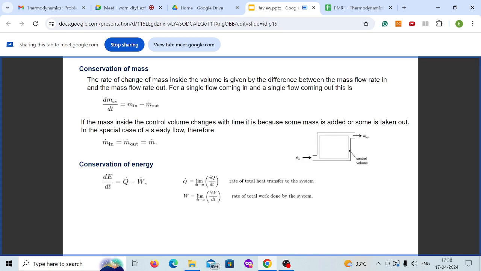So if you say steady state, then with respect to time that becomes 0, so what is coming in should be equal to what is going out. Or the other way, if you say what is coming in is equal to what is going out, then that gives you steady state. So you can see it either way.